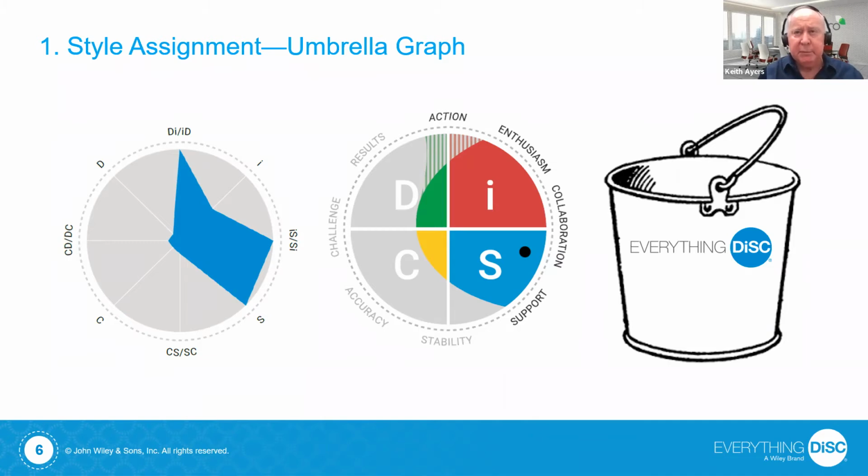So this is my umbrella graph, my profile, and you can see that I've scored really strong on the IS scale, the S scale, but also the DI scale. But my dot's placed just below the SI scale and in the S quadrant, but close enough to the I that I'm an SI style rather than a straight S style. And if you look at my umbrella, it makes sense that my dot would be somewhere in there because that's the biggest part of my umbrella. And I've just got this spike on the DI scale.